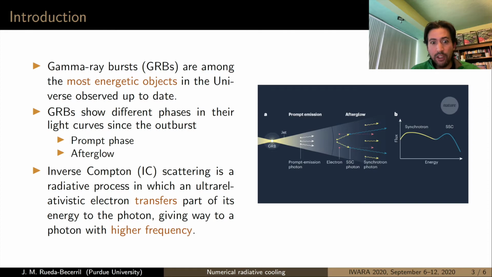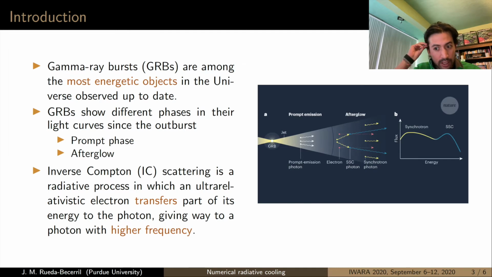The astrophysical objects that I would like to study today are gamma ray bursts. These objects are the most energetic that have been observed to date. They are super energetic explosions that show different phases. In the first few seconds they show most of the energy, and afterwards they show a decay in the light curves.